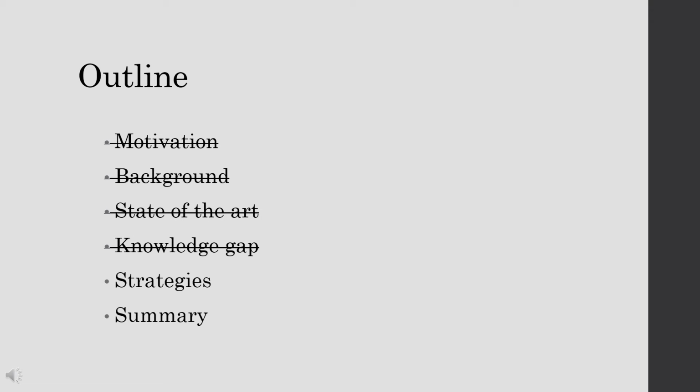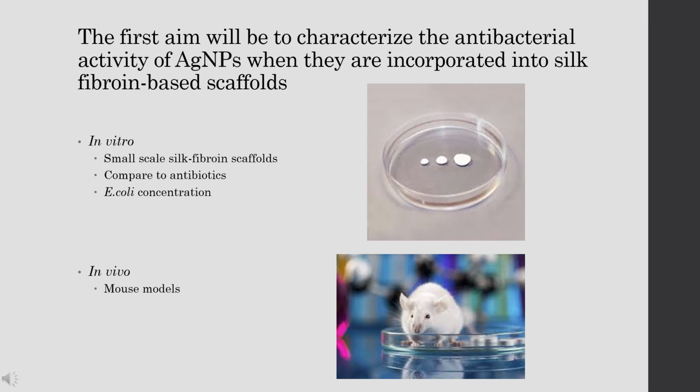Next, I will explain strategies to test and analyze the effectiveness of silver nanoparticles when incorporated into bone tissue engineering technology. The first aim will be to characterize the antibacterial activity of silver nanoparticles when they are incorporated into silk fibroin-based scaffolds. This could be investigated in vitro on small-scale silk fibroin-based scaffolds prepared with and without silver nanoparticles. Other methods to prevent infection would also be tested and compared, such as antibiotics.